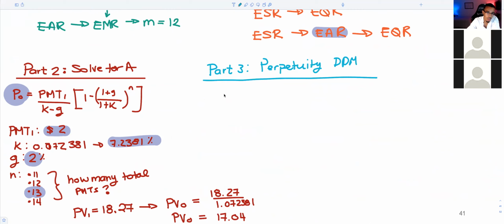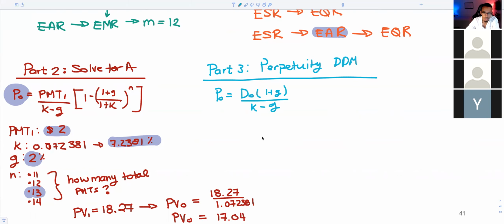So in this case, we know that the formula, once again, is this classic. It doesn't change. What we do is very, very simple. We just do this is equal to D0, 1 plus G over K minus G. It's as simple as that. We don't need to change anything. However, we want to be able to identify what's going to be our numerator? What's our K and what's our G?